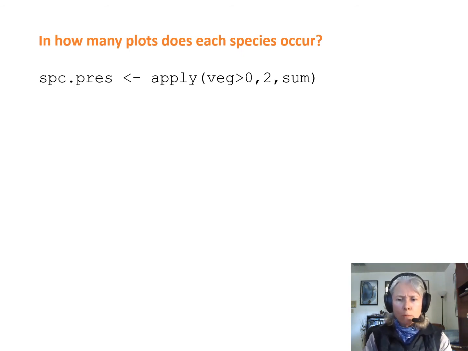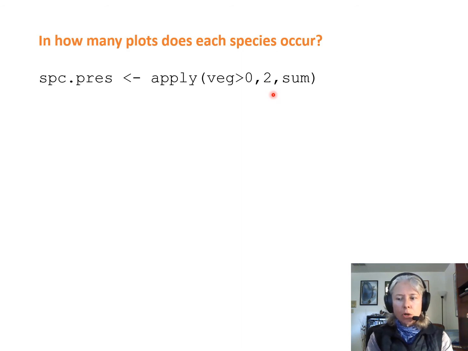I like to use short but descriptive names in creating R objects. Make sure not to have any spaces or symbols when you create a name. And then you use the apply function. This applies a command over an array. And in our case, what we're asking for is any cells that have values of veg that are greater than 0, in other words, presence, starting in column 2, since column 1 is the site names.